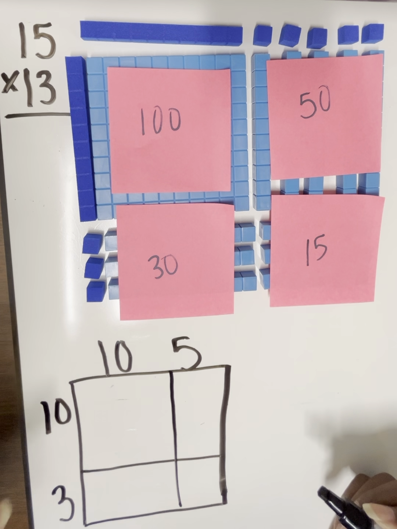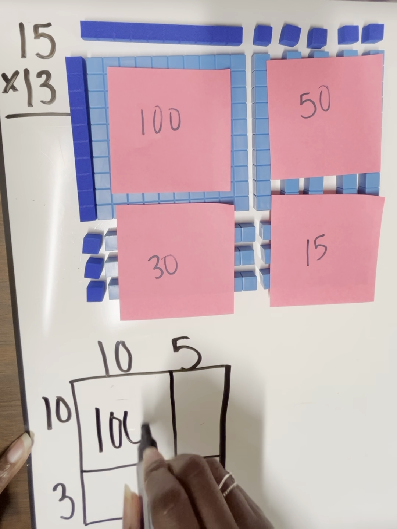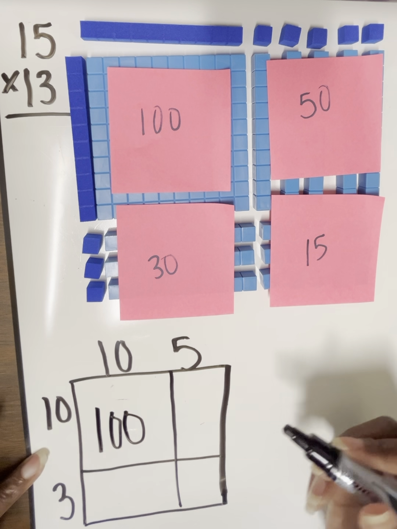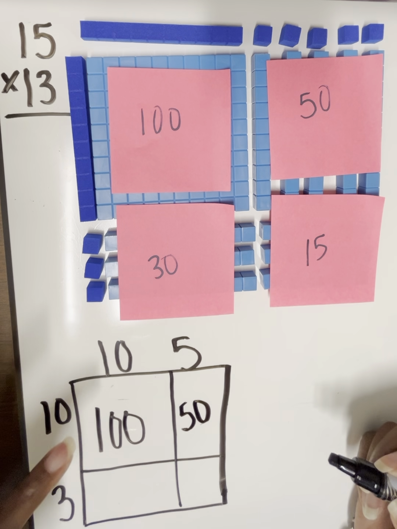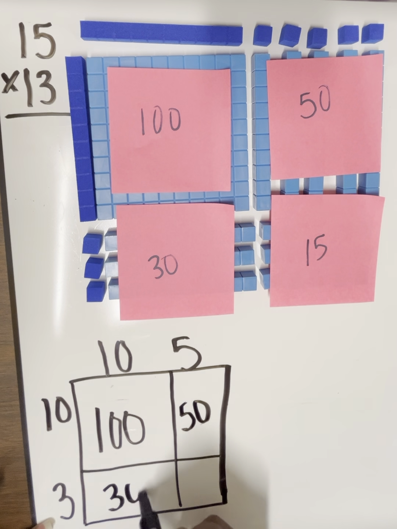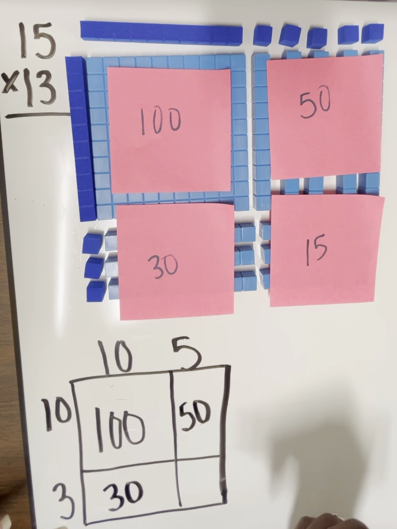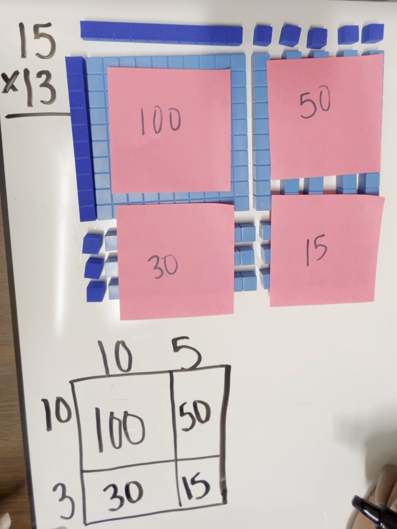So 10 times 10 is 100. 5 ones times 1 ten is 50. 1 ten times 3 ones is 30. And 5 ones times 3 ones is 15 ones, okay?